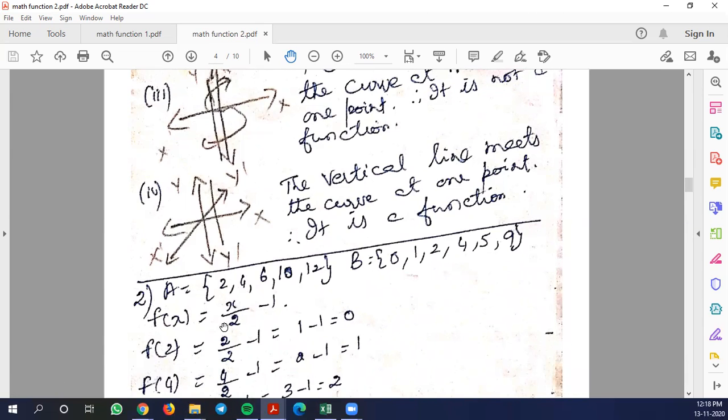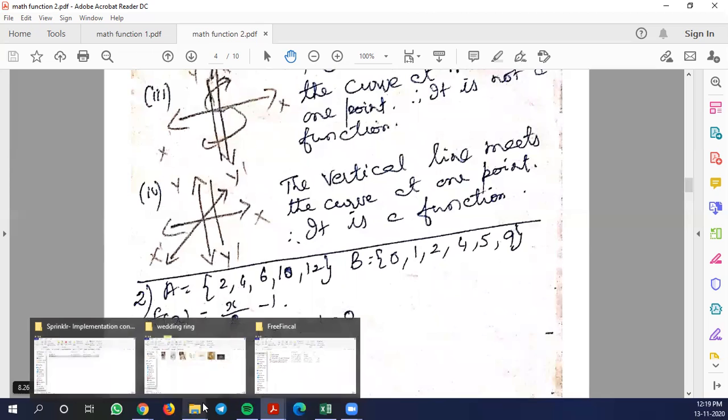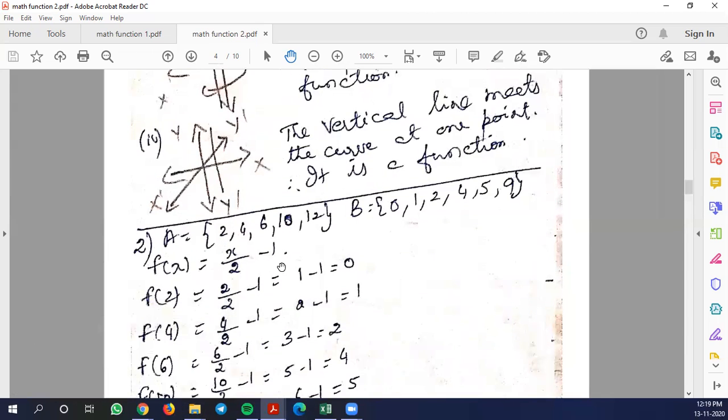Here, this is again another 5 marks sum. First we had seen 3 sums, no? That is 5 marks sum. Another important model, that is here the second sum. A is equal to 2, 4, 6, 10, 12, and B is another set. And the function f of x is given as x by 2 minus 1.